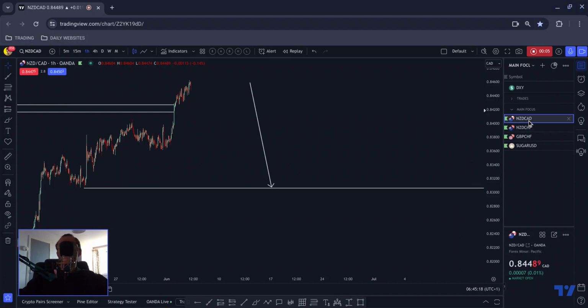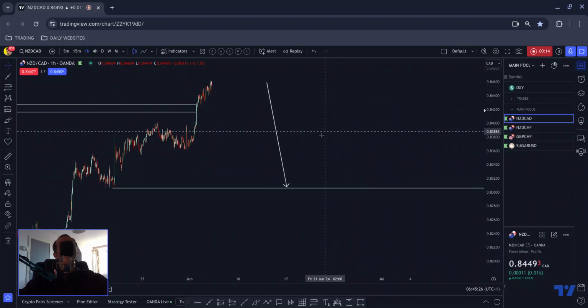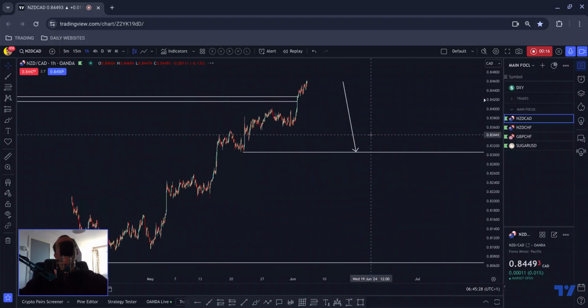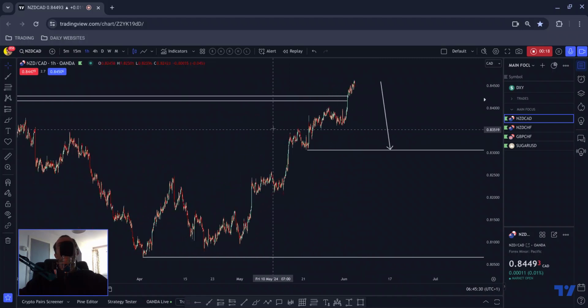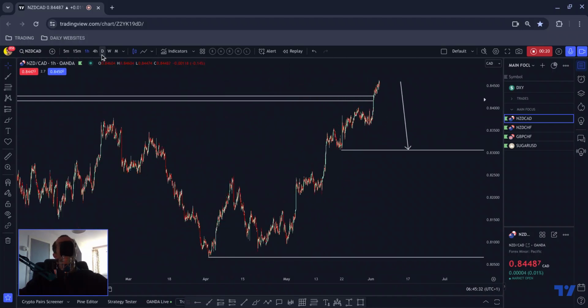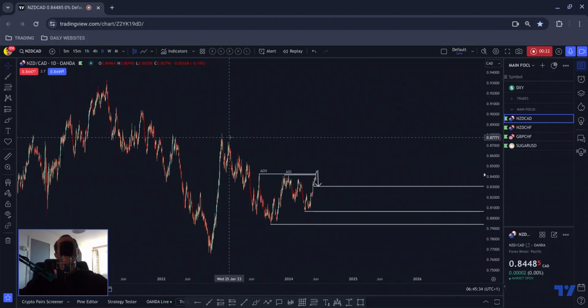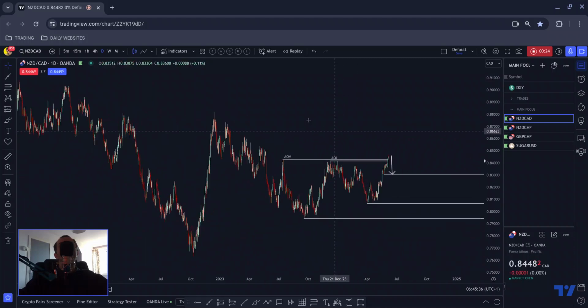So this morning I have 4 pairs on watch, and those are Kiwi CAD, Kiwi Swiss, Pound Swiss, and Sugar USD. My favorite of the bunch at the moment is Kiwi CAD, and if we just zoom out to the higher time frames, we shall analyze why that is.